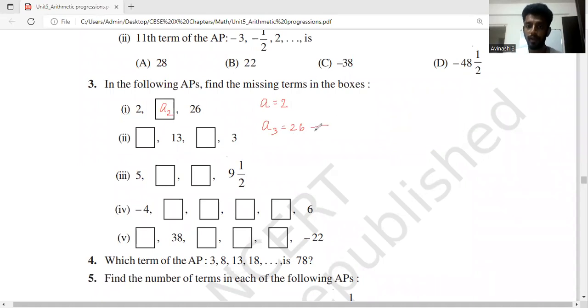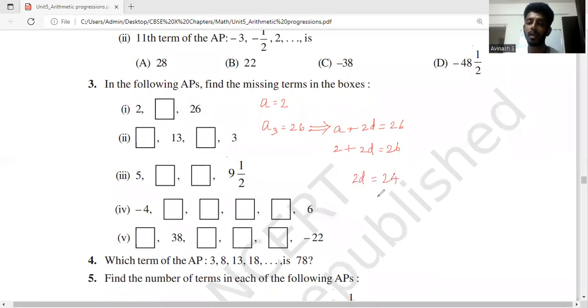As we all know, from this equation, a3 equal to 26. So a3 is nothing but a plus 2d is equal to 26. That is the formula for a3 according to a n equal to a plus n minus 1 into d. Now the value of a, I'm going to substitute over here. So you will be getting 2 plus 2d is equal to 26. The value of a is given in the question. We are going to substitute it over here. So now we get 2d is equal to 24.